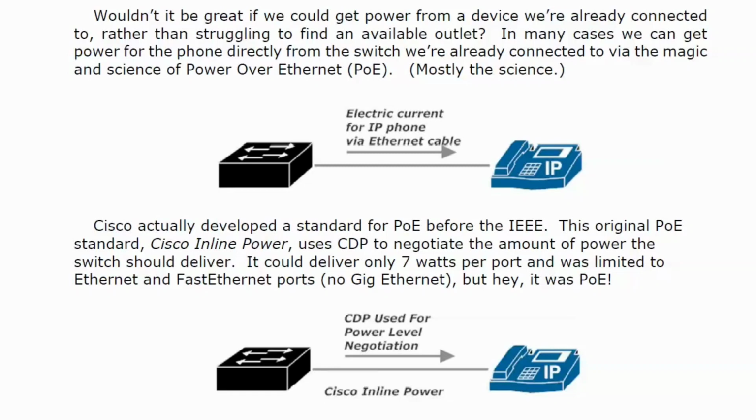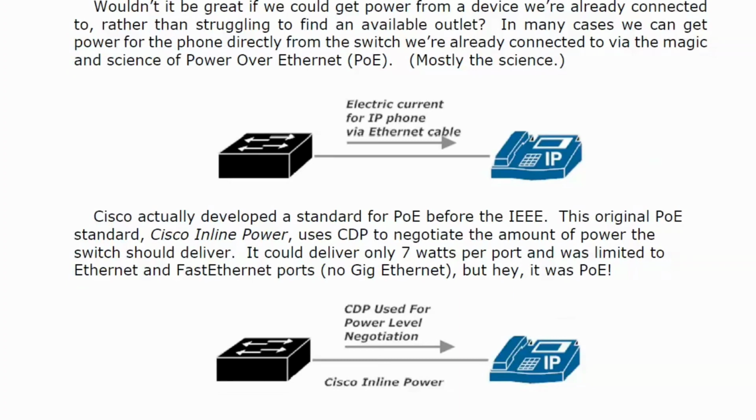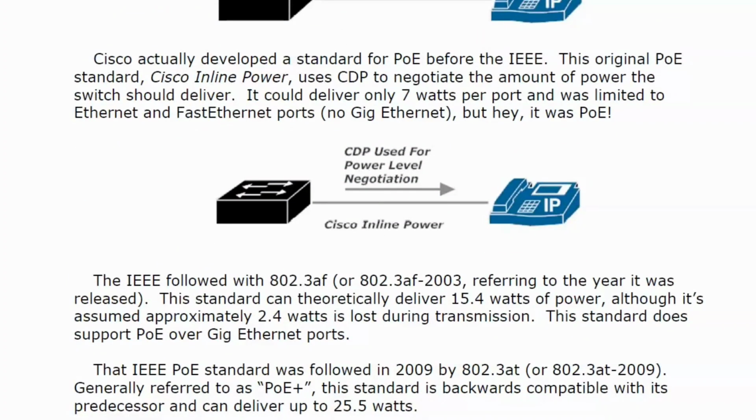Of course, us being us, network admins being network admins, we always want a little bit more. And thankfully, the IEEE came up with a couple of standards to help us out. First, they came out with 802.3AF, which can have a -2003 on the end of it in some documentation referring to the year it was released. Now, this particular standard can theoretically deliver 15.4 watts of power, but it is assumed that approximately 2.4 watts of that power is lost during the transmission from device to device. This standard, though, does support Power over Ethernet over gig Ethernet ports, so that was a big step forward.